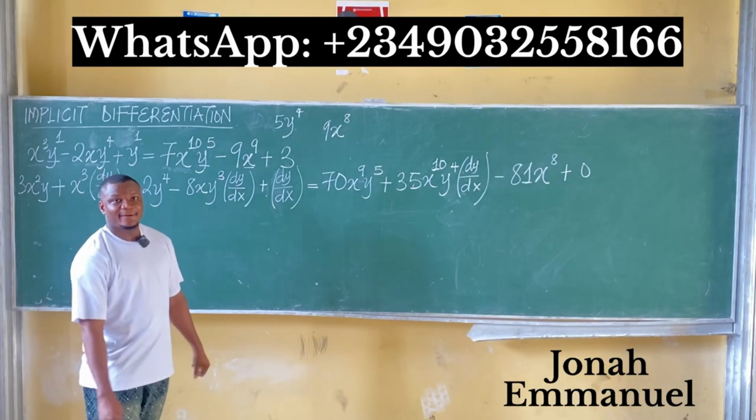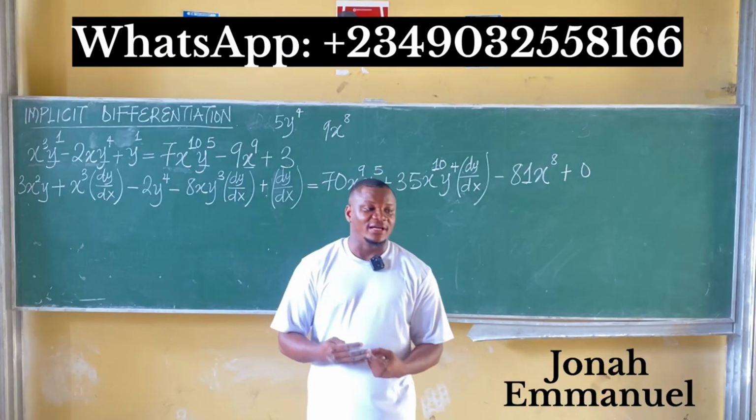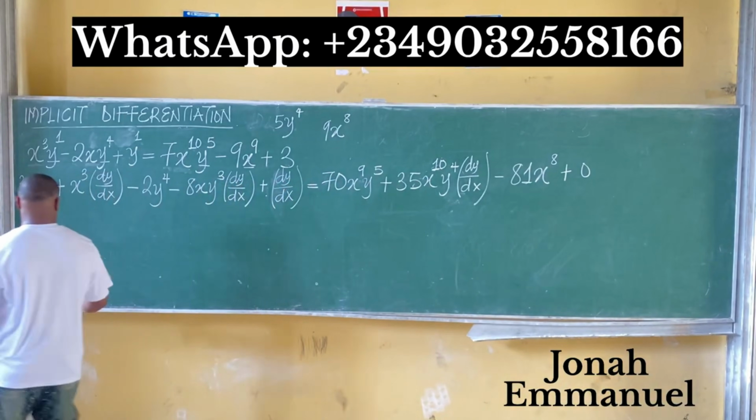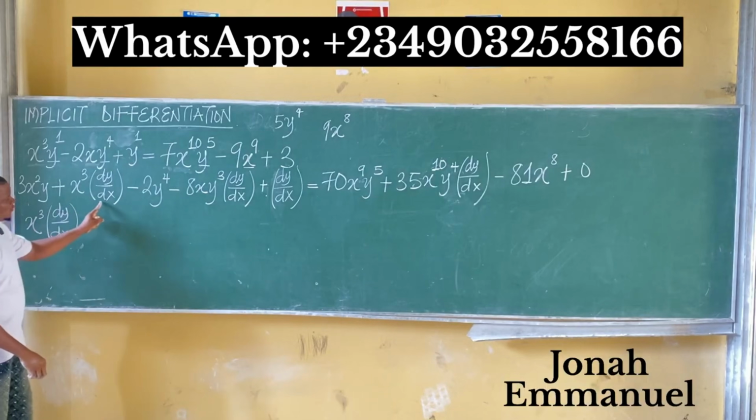What's my next task? All the terms that have dy dx, take them together. So I'll start with this one first. That gives you what there? x cubed into what there? dy dx.